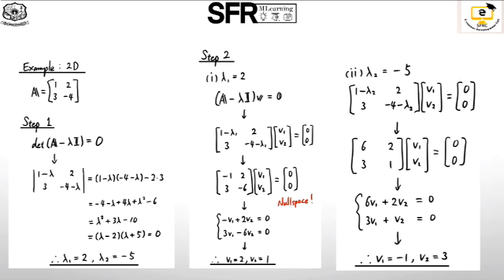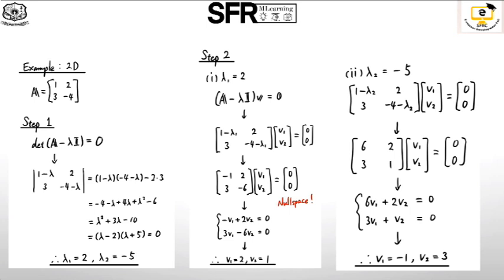So, first in example, we take a square matrix of order 2, A equal to 1, 2, 3, 4. So, first step is we have to find the determinant of A minus lambda I, which is equal to 0. So, we substitute the values of A and lambda, which is equal to lambda minus 2 into lambda plus 5 equal to 0, which implies lambda value is equal to 2 or minus 5.